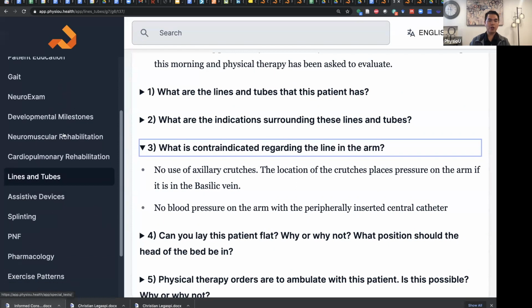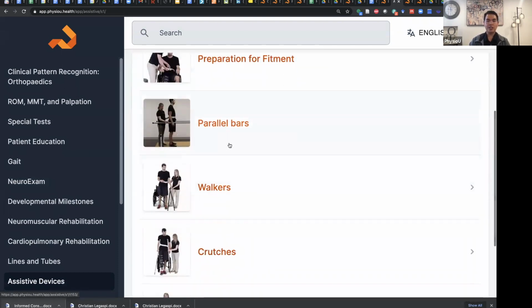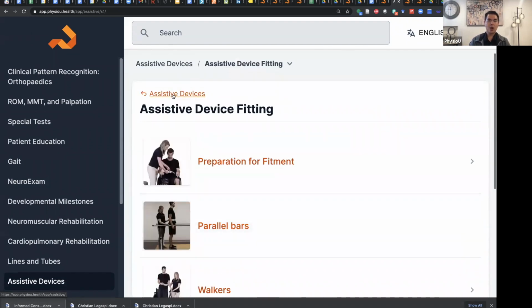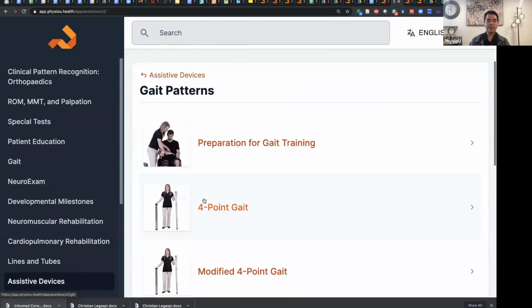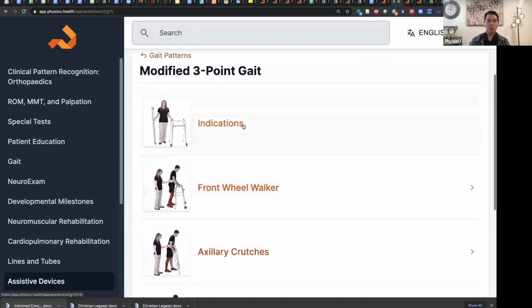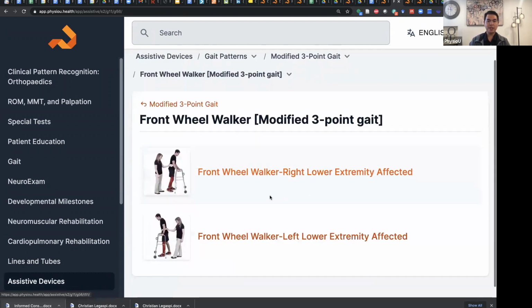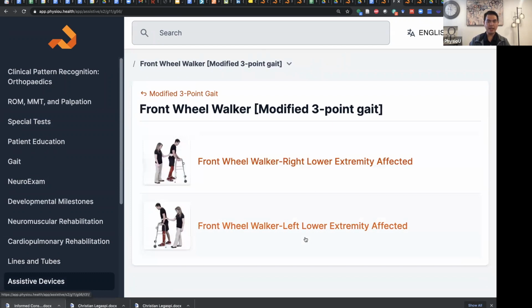I want to show you also, because assistive devices is part of our acute care series, all of your assistive device fitting, all the different types of assistive devices, all of your gait patterns. So let's talk about modified 3-point gait. Why do you use it? What device are you going to use it on? And we filmed it for both right and left lower extremity.